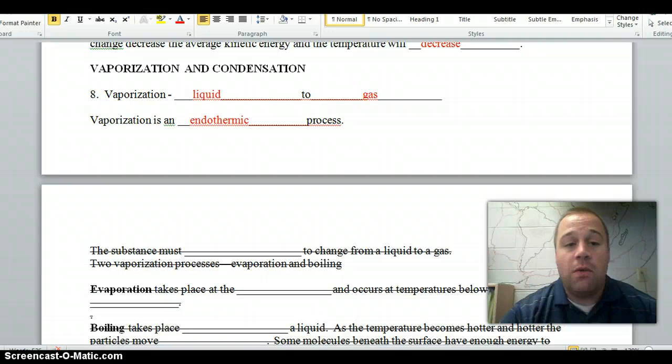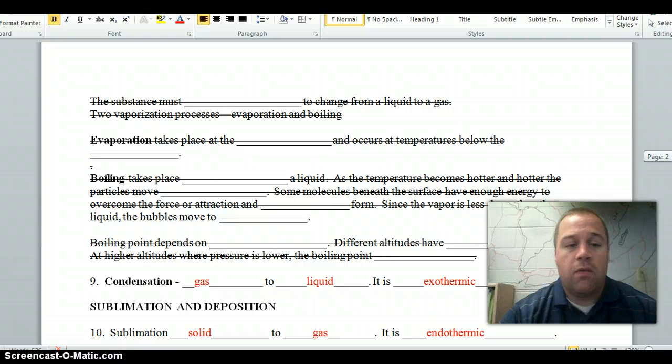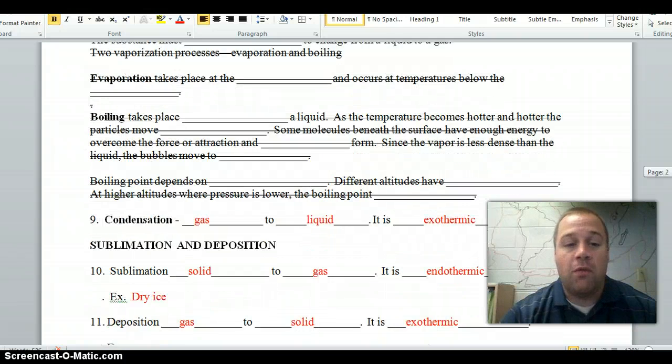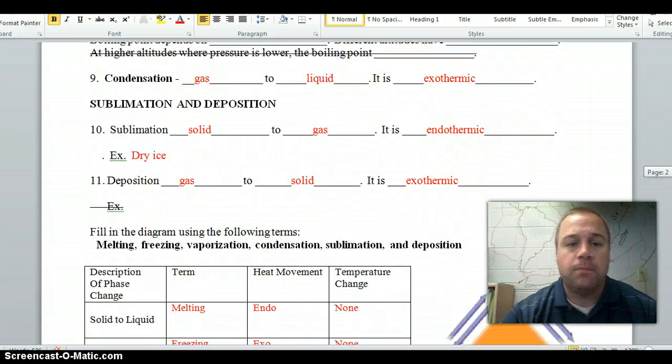Vaporization is any liquid to a gas. It's an endothermic process. You have to take in energy to go from a liquid, which is a little bit more structured, to a gas, which is definitely a lot less structured. Down here I struck through all this part, but basically evaporation takes place at the surface. Boiling takes place throughout, and that's the only difference between them, but they're both vaporization.